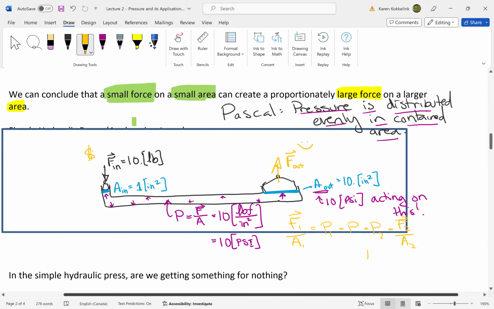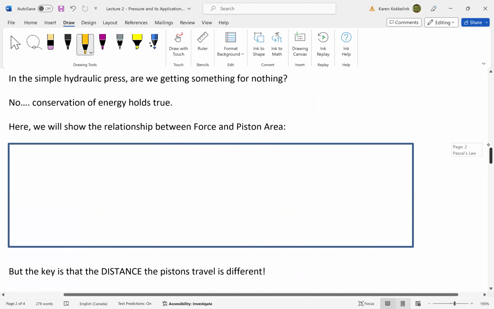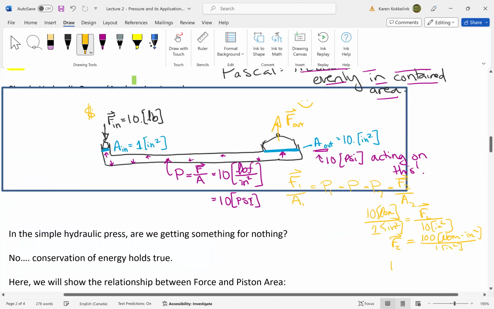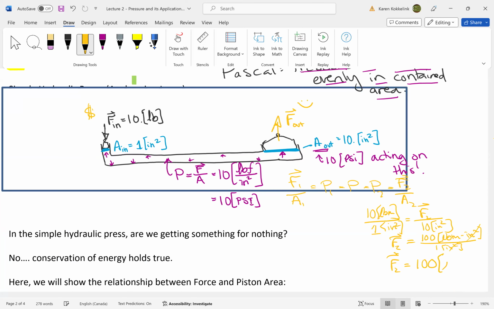The first force was 10 pound mass over 1 inch squared. The second force is unknown over 10 inches squared. So the second force is equal to 10 times 10, 100 pound mass times inch squared over 1 inch squared. So therefore, F2 is equal to 100 pound mass, 100 pounds.